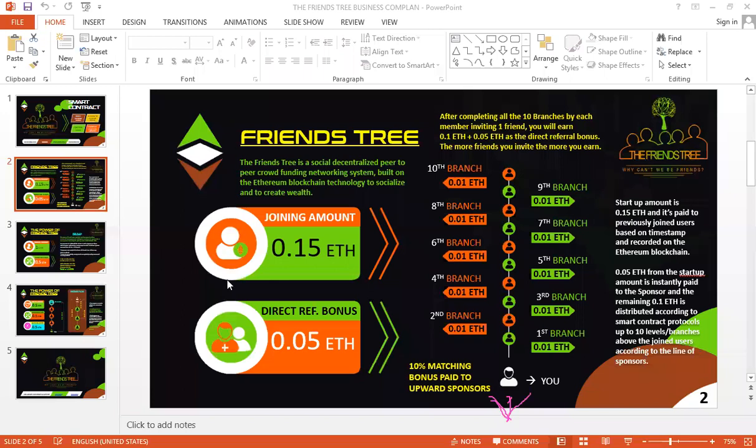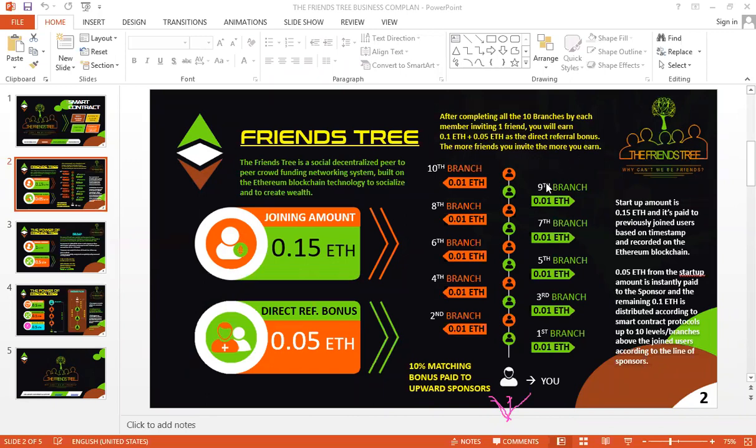The same thing applies once your referral also goes out there to refer their prospects into the project. That means you will also, in this same manner, be receiving the 10% matching bonus. So once you keep receiving this 10% matching bonus, you as the upper sponsor will earn up to 100%, with 0.1 Ethereum. Here it says that after completing all the 10 branches or levels, by each member inviting one friend, you will earn 0.1 Ethereum plus 0.05 Ethereum as the direct referral bonus. The more friends you invite, the more you earn.